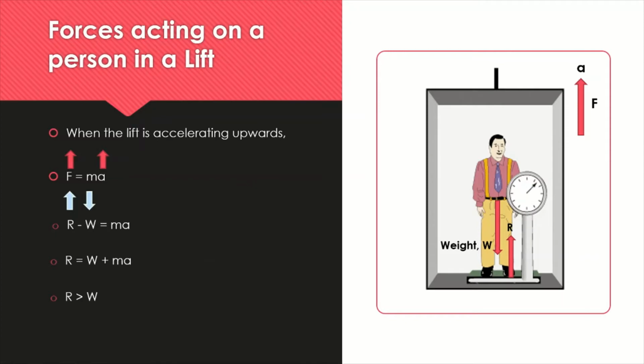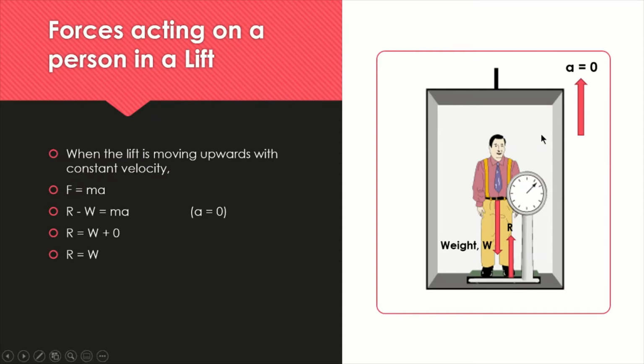Okay, is it always this case? If the lift, after accelerating upwards, moves with constant velocity, constant velocity means acceleration is zero. Using the same formula as just now, F equals ma, R minus W equals ma, bringing the W over, we get R equals W plus ma. But a is zero, so therefore R equals W. So the reading of the weighing scale goes back to the normal reading, which is our weight.